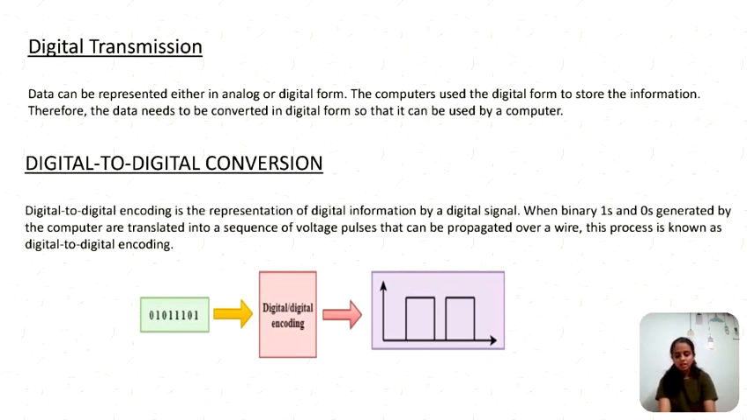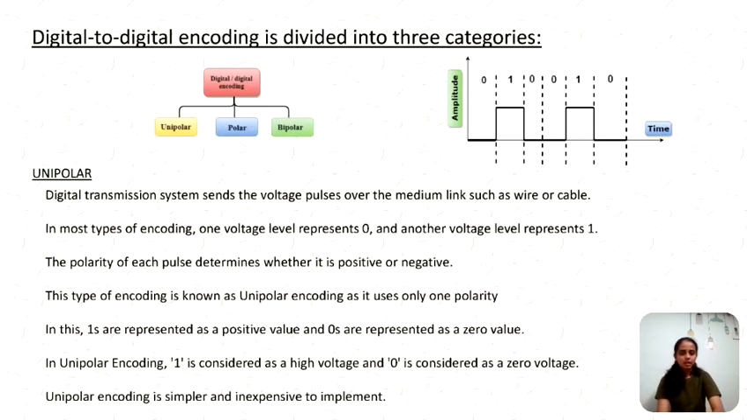The data that is in the form of text, numbers, audio, or video is represented internally as a series of ones and zeros. It is a representation of digital information by a digital signal, where ones and zeros generated by the computer are translated into a sequence of voltage pulses that can be propagated over a wire. This is known as digital to digital encoding. Digital to digital encoding is categorized into three types. They are unipolar, polar, and bipolar.